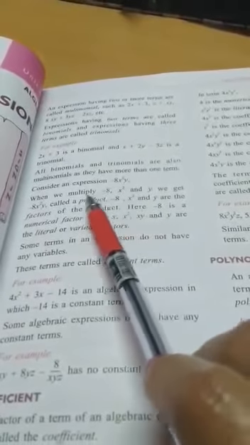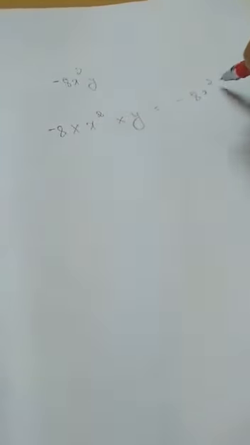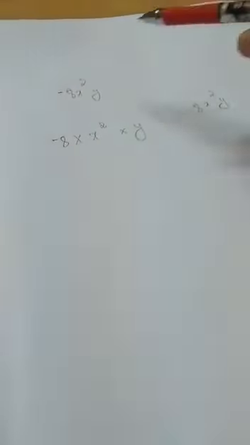Okay, so it is minus 8x square y. Now how do we get this? Actually what we have done is we multiplied minus 8 into x square into y. Then only we have got this expression, isn't it? Minus 8x square y, isn't it? So we multiplied.